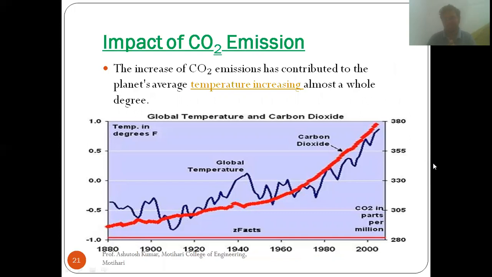Now the impact of CO2 emission. The increase of CO2 emission has contributed to the planet's average temperature increasing almost a whole degree. This is very phenomenal. A whole degree of average planet temperature has increased due to global warming. Look at this graph. The red line shows carbon dioxide and the global temperature is shown as a curve. Can you see the red line is higher than the global temperature? What does it mean? The moment there is more emission of carbon dioxide, CO2 gases, more emission of CFC, chlorofluorocarbon, more pollutants entering the environment, it clearly indicates that global temperatures are rising. So we have to reduce the CO2 emission or carbon emission.